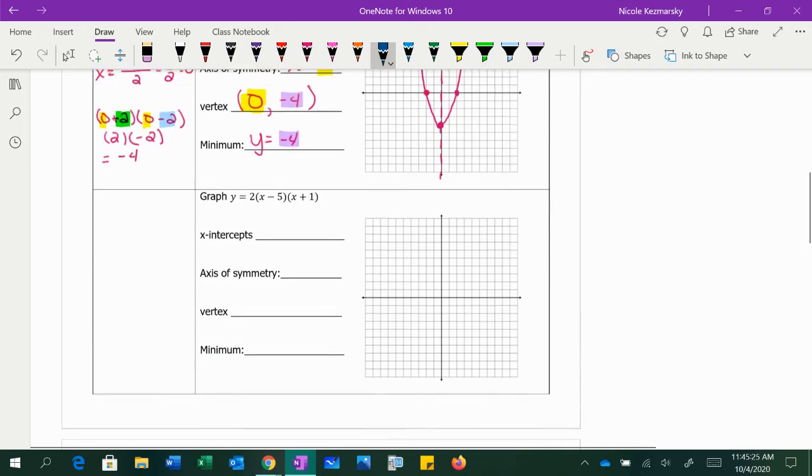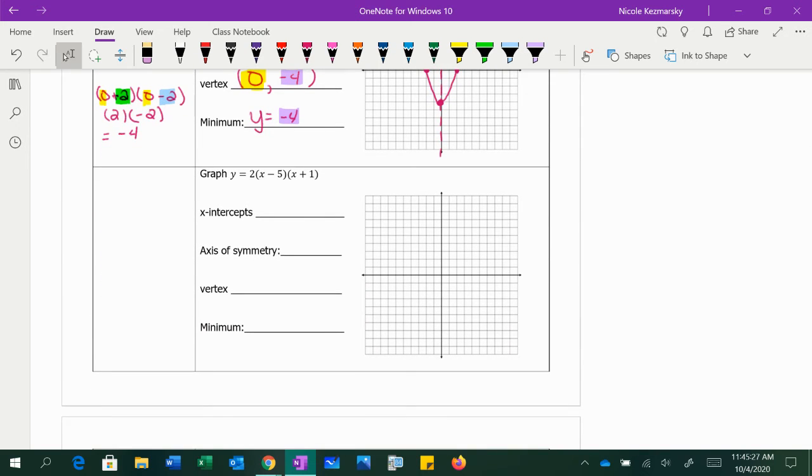Next example. So this one is a smidge different because there's a 2 in front. That 2 is actually going to do what the 2 did in vertex form. It's going to give us a stretch. So we're going to see a graph that is more narrow than probably the ones that we saw above. So we're going to start with the x-intercepts. Even though there's a 2 in front, the x-intercepts are still going to be the numbers inside the parentheses.